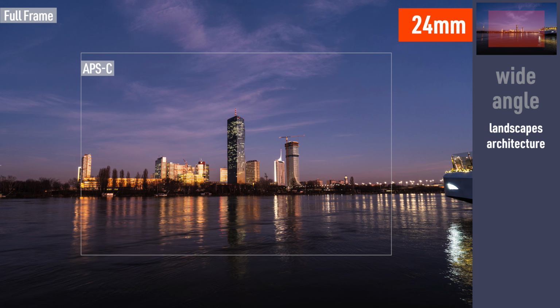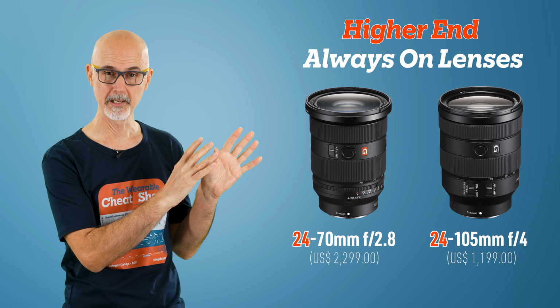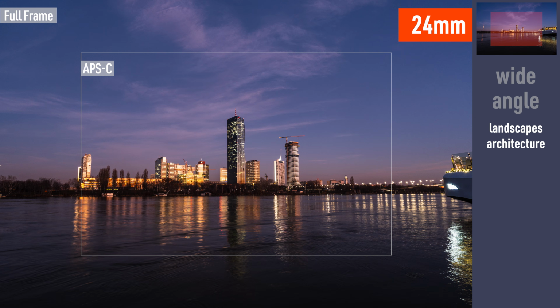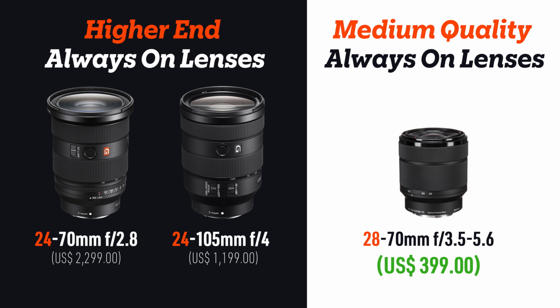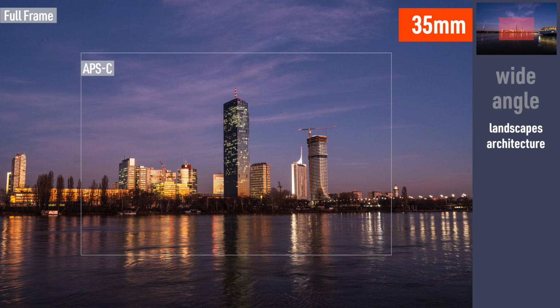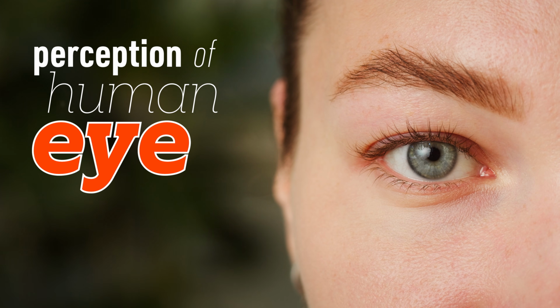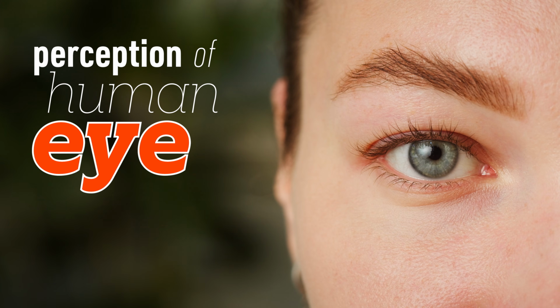24mm is the starting focal length of many lenses that are recommended by photographers when they are asked for an always-on lens, like the 24-70 or 24-105mm lenses. After 24mm, we will get to 28mm, which is the starting focal length of some cheap alternatives to always-on lenses. From 28mm, we go to 35mm, which are both still wide-angle lenses. Next up, 50mm. Now we are at normal lenses. Most people say that these lenses represent the natural perception of the human eye best.